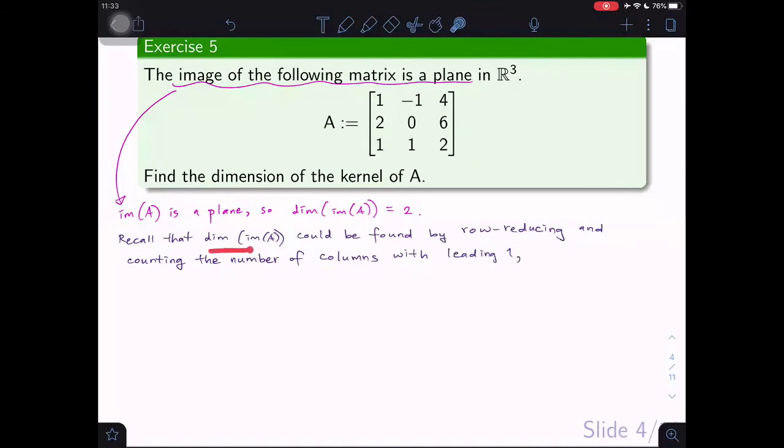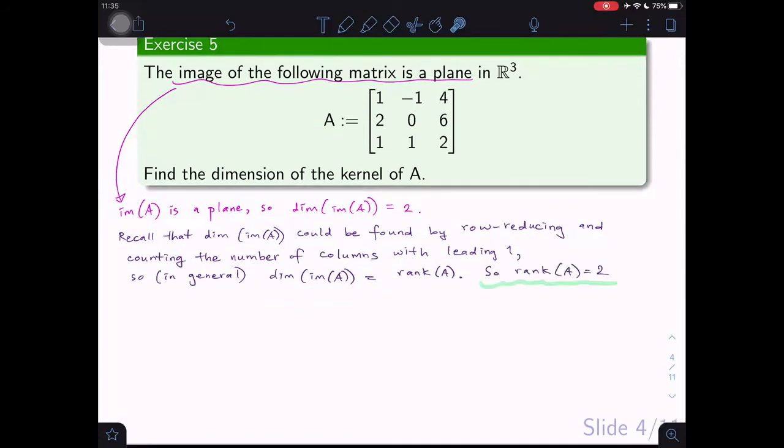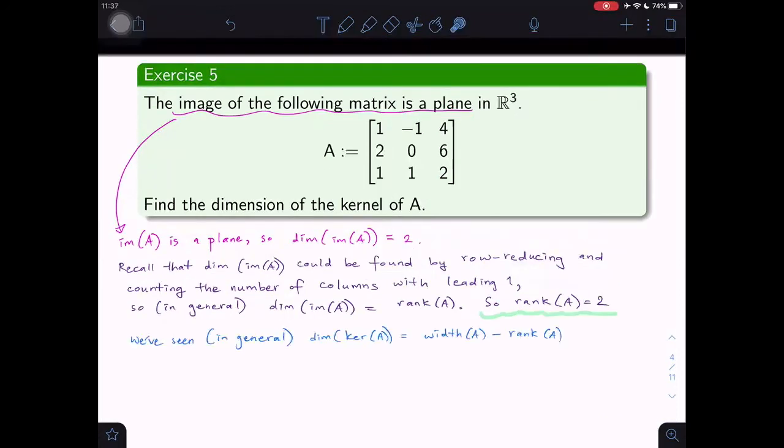The dimension of the image of the matrix could be found by row reducing and counting the number of columns with leading 1. But that is exactly what we do when we are computing the rank of a matrix. So in general, the dimension of the image of a matrix is equal to the rank of the matrix. So because the dimension of the image of this matrix is 2, we can say that the rank of the matrix is 2.